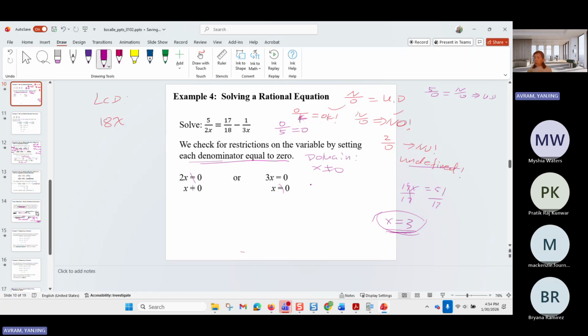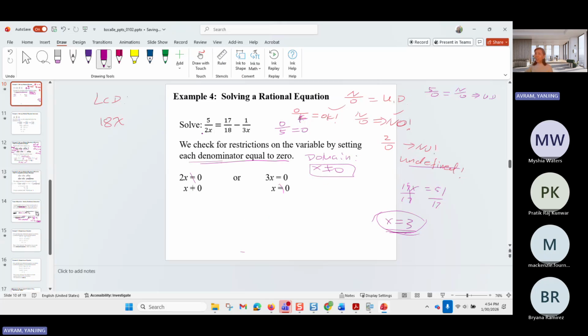So that means if we solve this equation and we have one answer, x is 0, we have to get rid of that. Because the domain is king. The king said x cannot be 0.